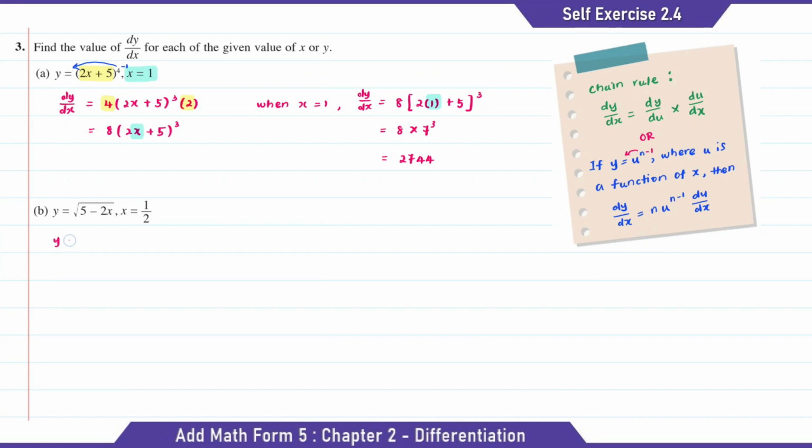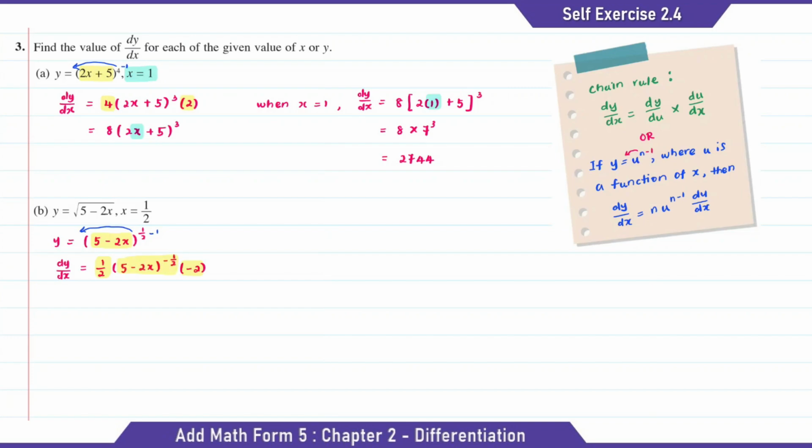Question B. y equal to square root of 5 minus 2x. So here this is the same as y equal to bracket 5 minus 2x to the power of 1 over 2. So when we differentiate this, we're going to get 1 over 2 bracket 5 minus 2x to the power of negative 1 over 2. Then differentiate the terms in the bracket, which is equal to negative 2.